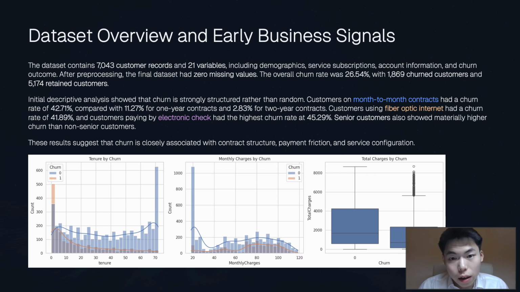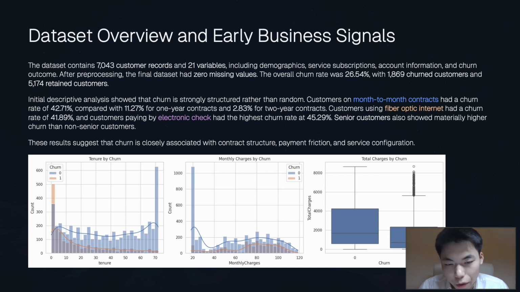And this dataset contains over 7,000 customer records and 21 variables. These variables include customer demographics, service subscriptions, billing information, and churn outcome. During pre-processing, I cleaned the data and handled the total charges field carefully. After cleaning, the dataset had zero missing values. The overall churn rate was 26%, so about one out of four customers churned.